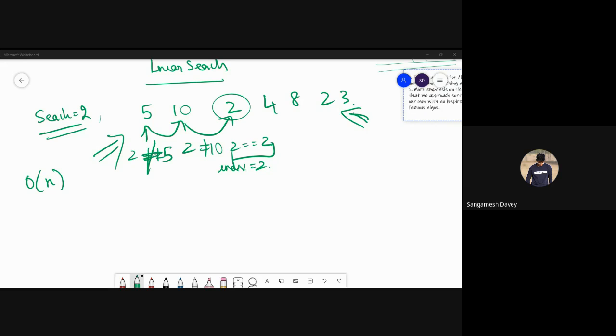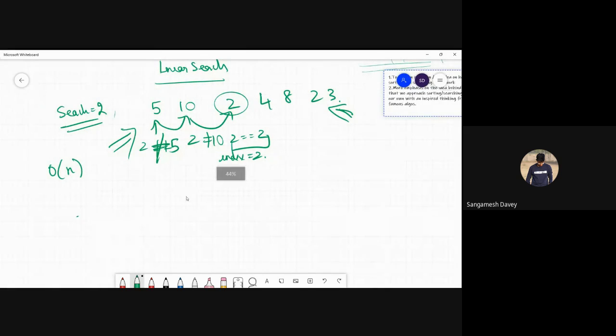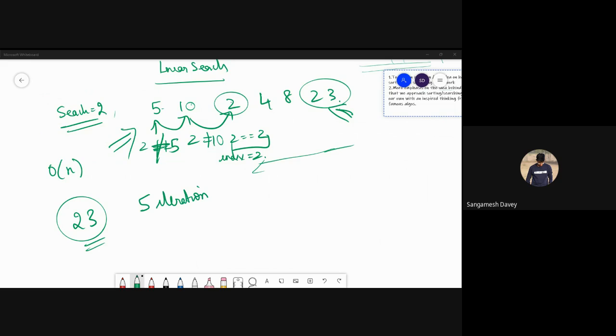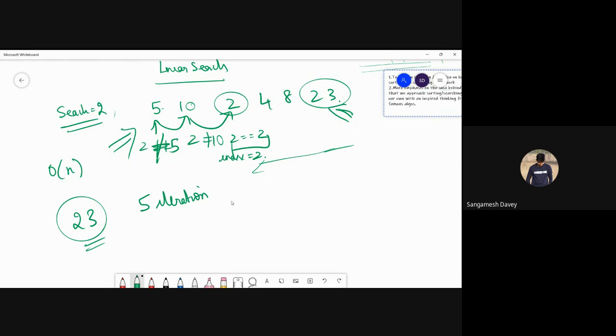Let's say, by chance, the element you wanted to search was 23. If you're doing the left-wise approach, you would have gone for around 1, 2, 3, 4, 5, at least 5 iterations. Only after the 5th iteration would you have returned that the index of this is the last. But had I started from the right, then in the first iteration itself you would have got the answer, right? So that is the modified linear search. I will share the code with you.